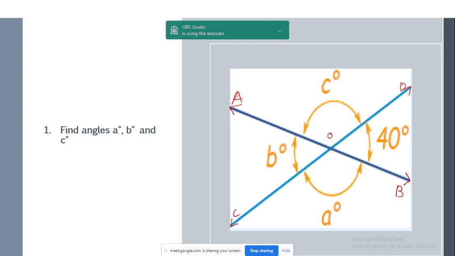So what can you say about the other angles, C and A? How will you find C and A? Angle C and angle A.